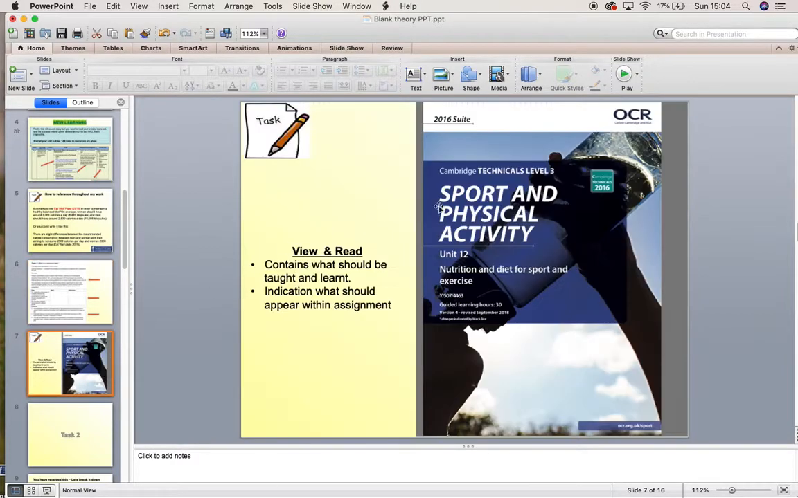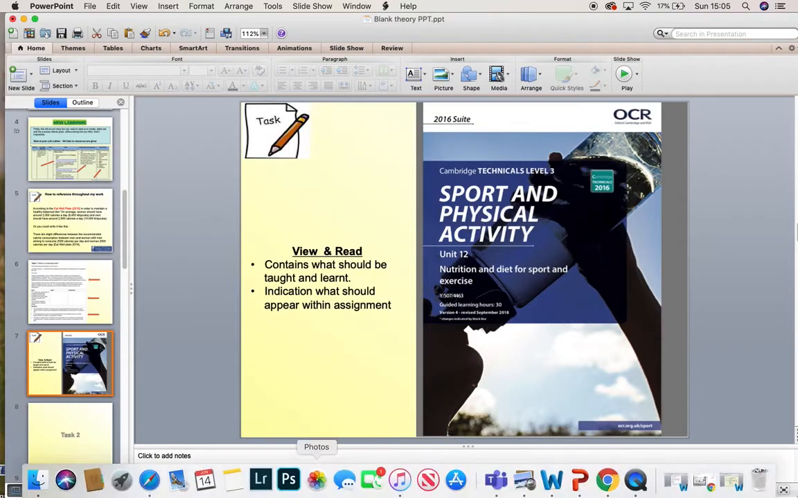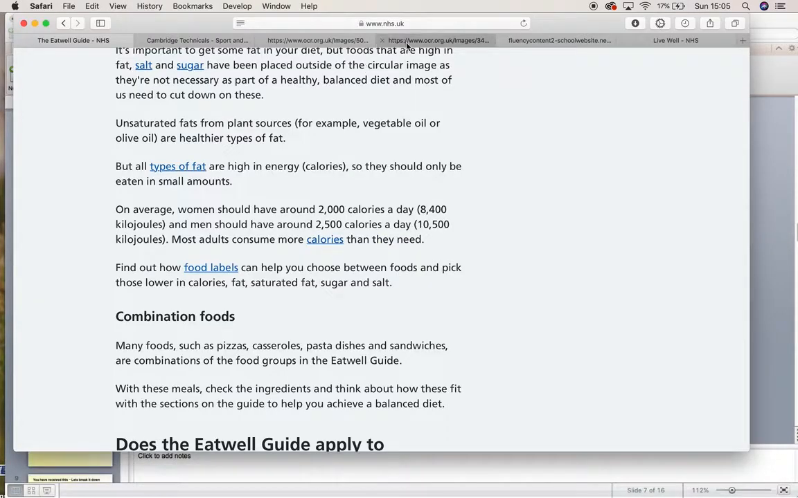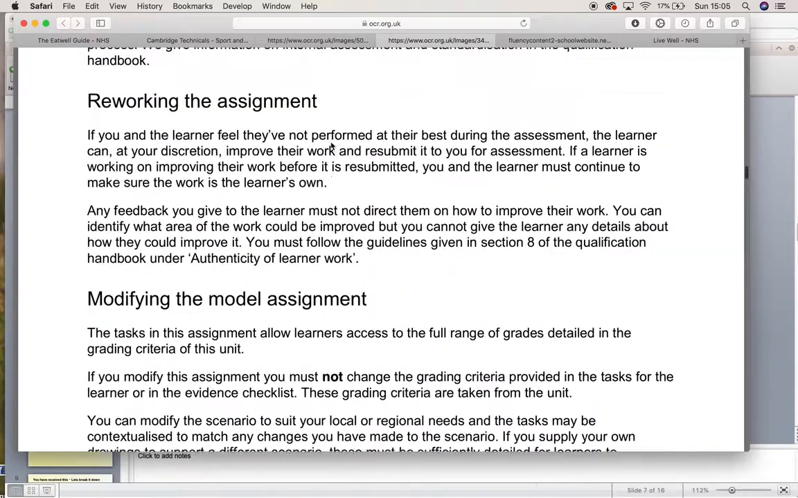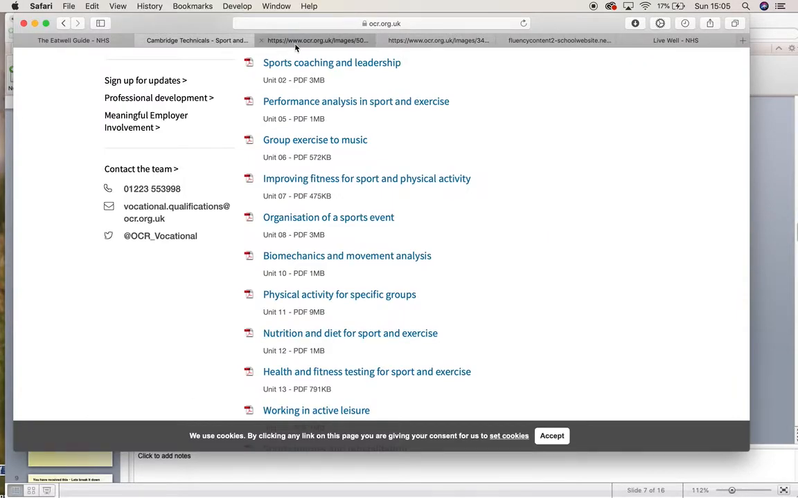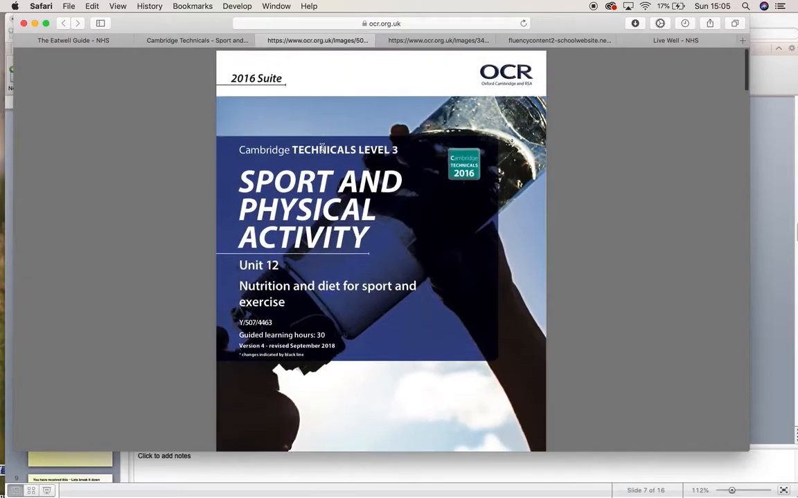So, moving on. I gave you this. This has got everything that you need to learn, what you should be learning, and it's basically how I wrote your whole unit of work, and how OCR have designed your tasks. So that would have been in... it's here. So you can see, is it? No, it's not that one. Ah, here. So this is it.